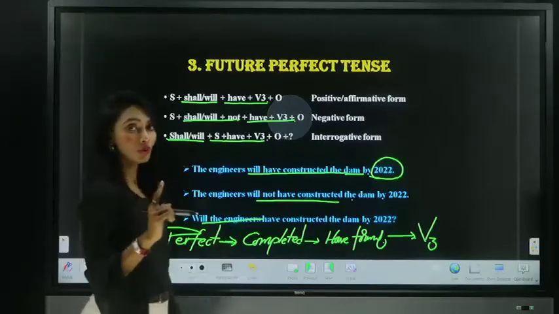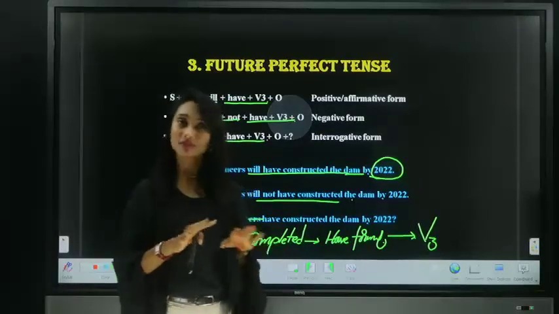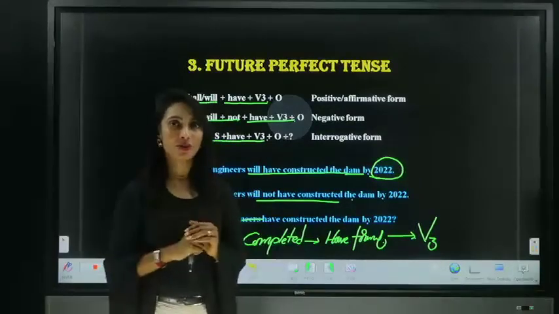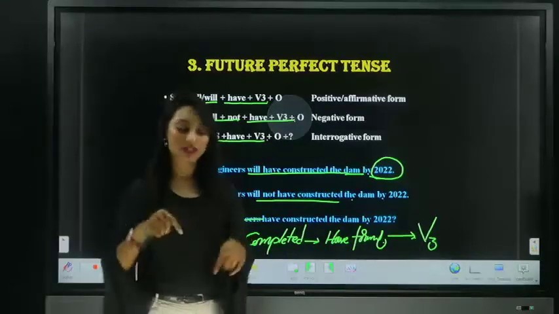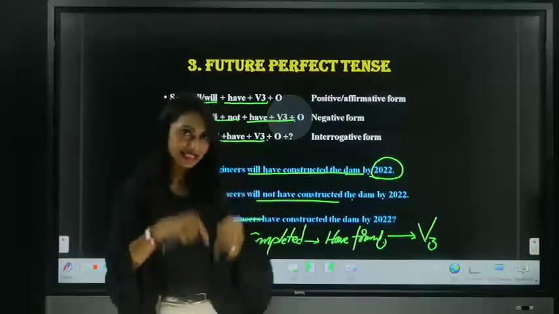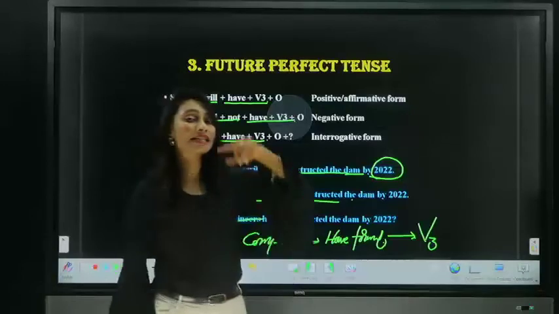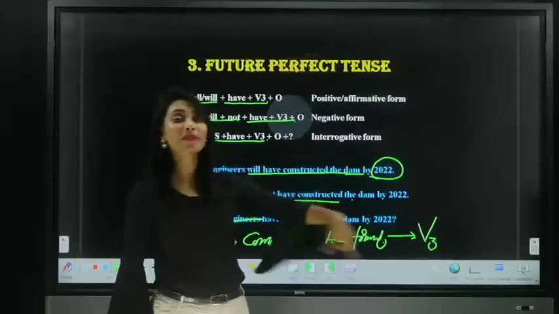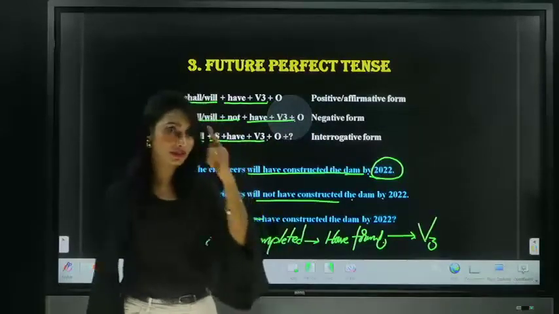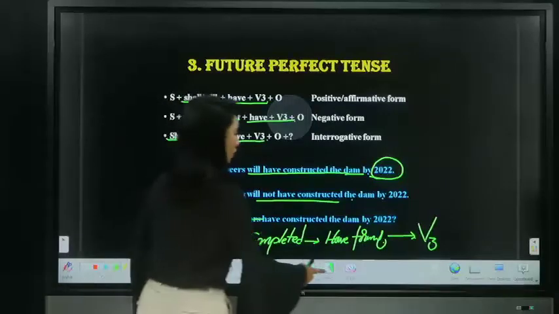So remember, perfect talks about completed action. Past perfect, completed in the past. Present perfect, completed at present, just now. Future perfect, completed at some point of time in the future. It depends upon our imagination or thought process.